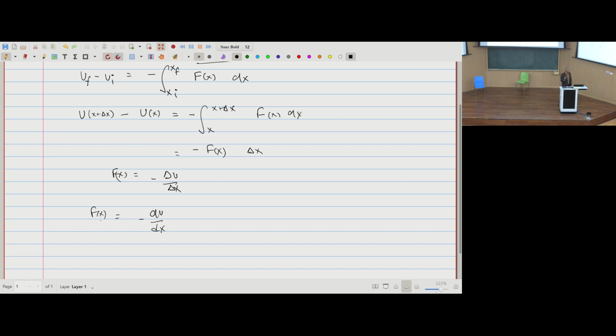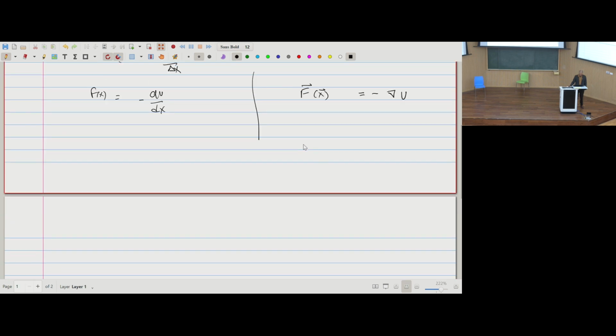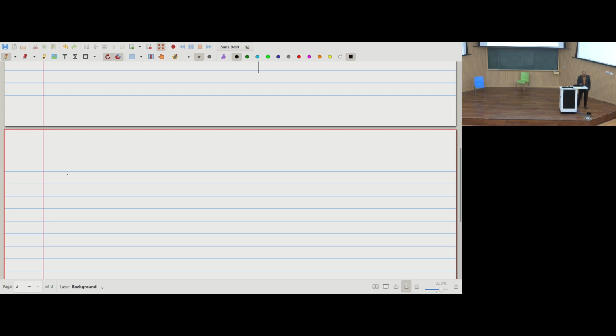Now this is for a 1D system, and we generalize for a 3-dimensional system: the vector F as a function of vector x is minus grad of U. This is how things get generalized. The dU by dx for a 1D system becomes grad U for a 3-dimensional system. So this is what we discussed in the previous lecture. Now in this lecture we talk about stability.